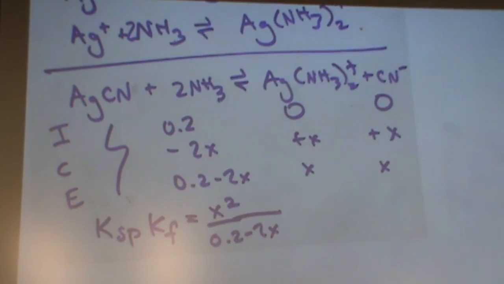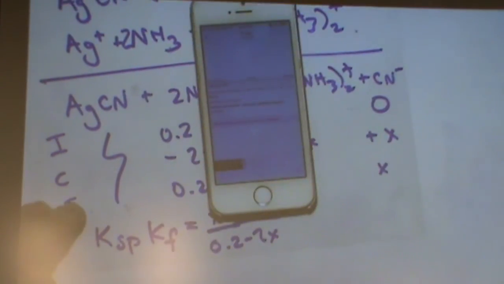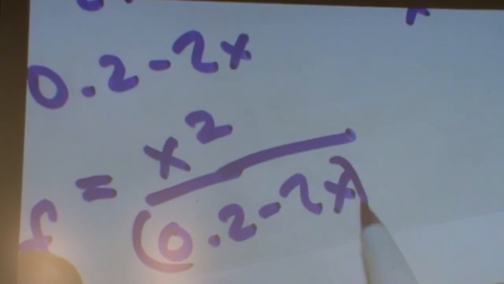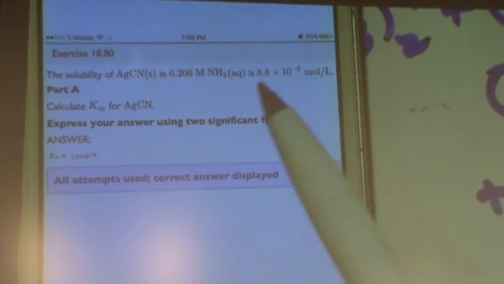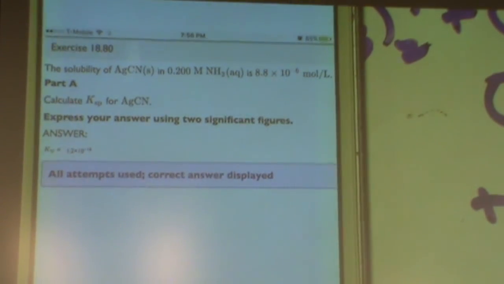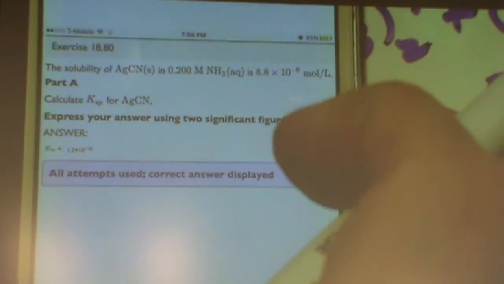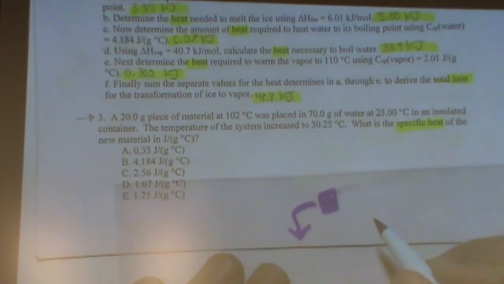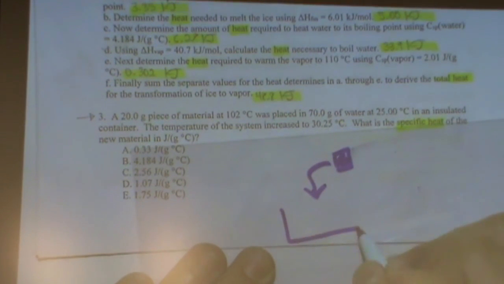Now here's the good news. In the problem, when it said minus 2x squared. Oh, you want to square? Yeah, this would be squared. Okay, in the problem, this number is x. So you're going to put that in for x, and KSP will be your only unknown. Is that okay? Cool.